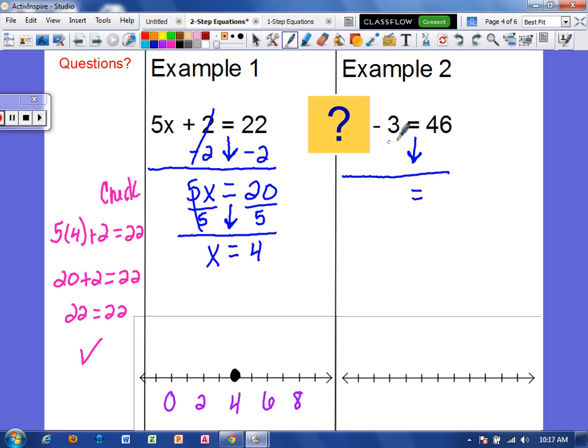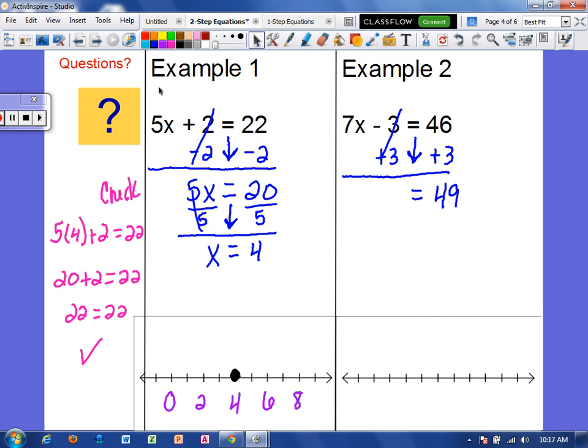So the inverse of subtracting 3 would be to add 3. 46 plus 3 is 49. So I've taken care of this, so I'm going to cross it out. So now this mystery value actually equals 49. So I'm going to write that down here. 7x equals 49. Now I have a simple one step.